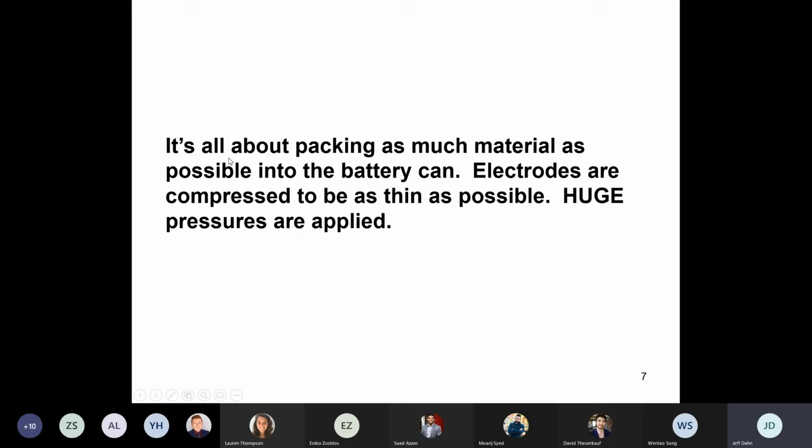So lithium-ion battery cell manufacturing, it's all about packing as much material as you possibly can into the battery can or into the battery pouch. The more you can pack in, the larger energy density you're going to get. And because of this, the electrodes that you coat are compressed to be as thin as possible, okay? And to do this, massive pressures are applied to the electrodes.